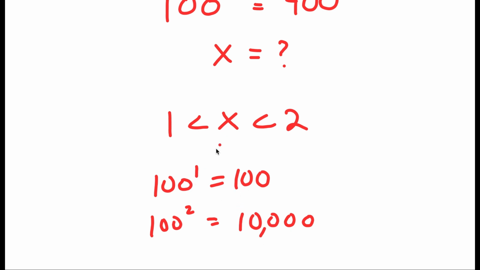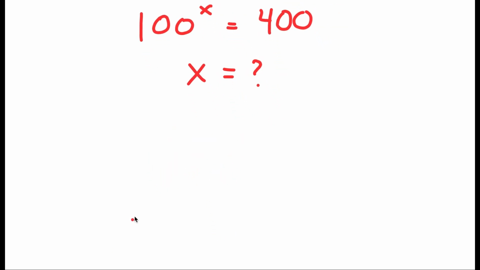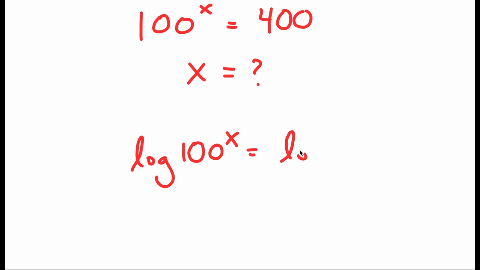So it's going to be closer to 1 than it is to 2, but it's going to be somewhere in the range of 1 and 2. So to solve this, what I'm going to be using is logarithms. So I'm going to first start by taking the log on both sides. So I get log of 100 to the power of x is equal to log of 400.